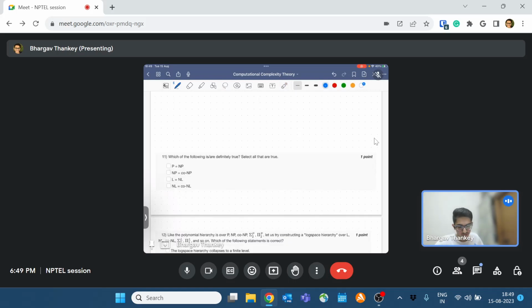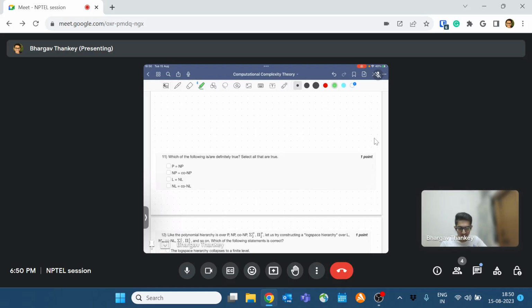So the next problem is: which of the following is or are definitely true, select all that apply. P equals NP, NP equals co-NP, L equals NL, and NL equals co-NL. Which of these are definitely known to be true? I would like to go for C and D.